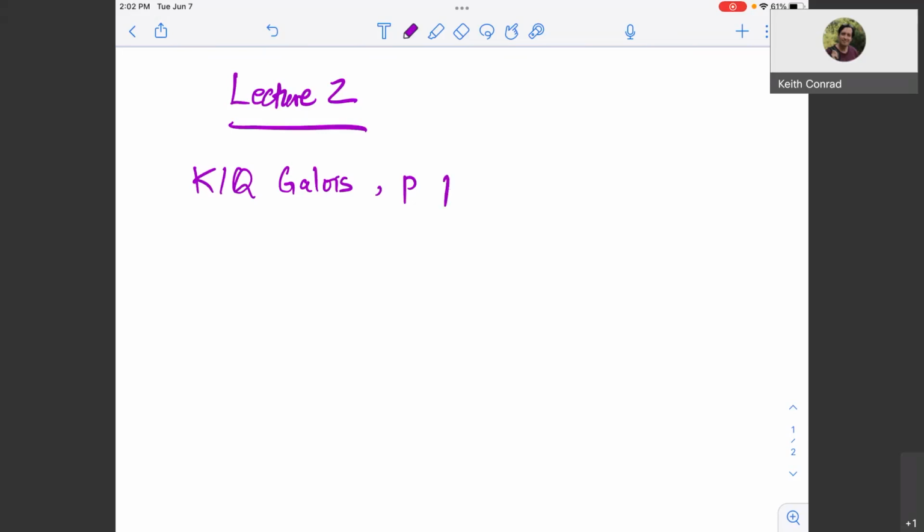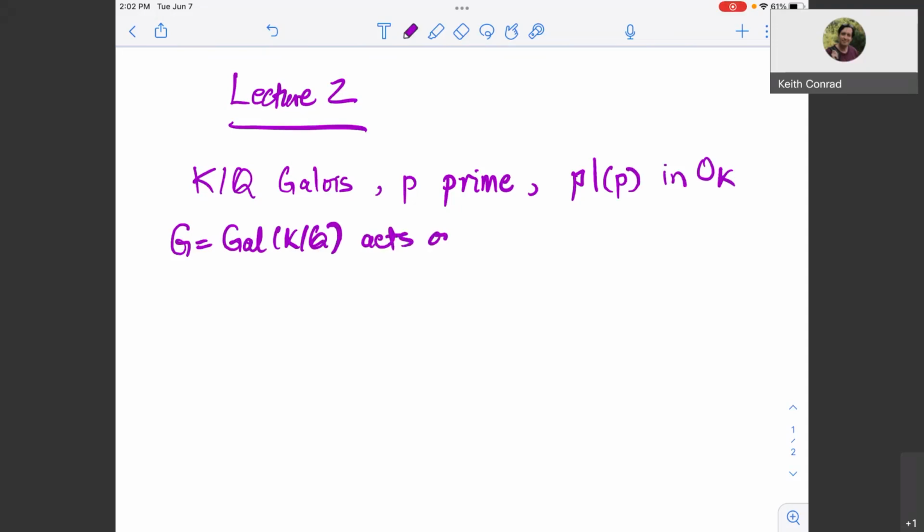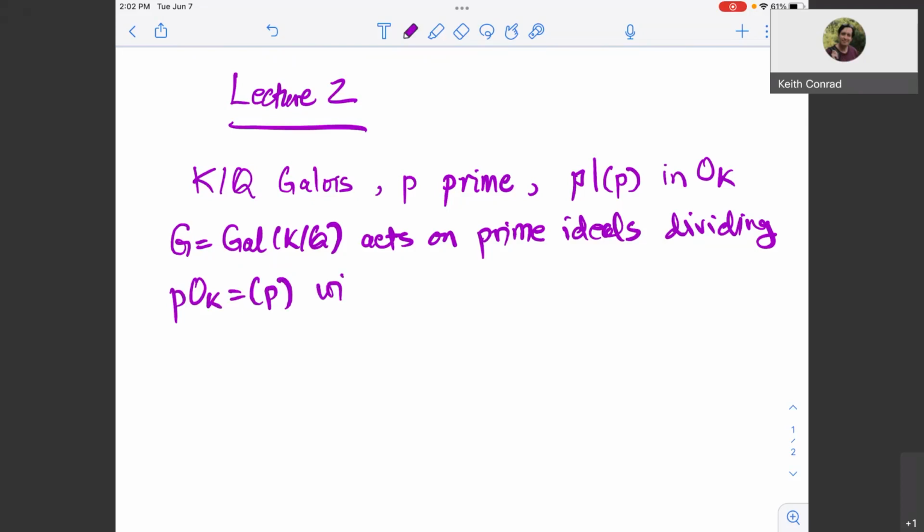So we have a Galois extension K of Q, and we have a prime number p, and we have a prime ideal that divides p in the ring of integers O_K, like maybe it's the ideal generated by 1 plus 2i, which divides 5 in Z[i], for example. So if we let G be the Galois group of K over Q, then this acts on the prime ideals dividing p, or as we say, lying over p. And it does so with exactly one orbit.